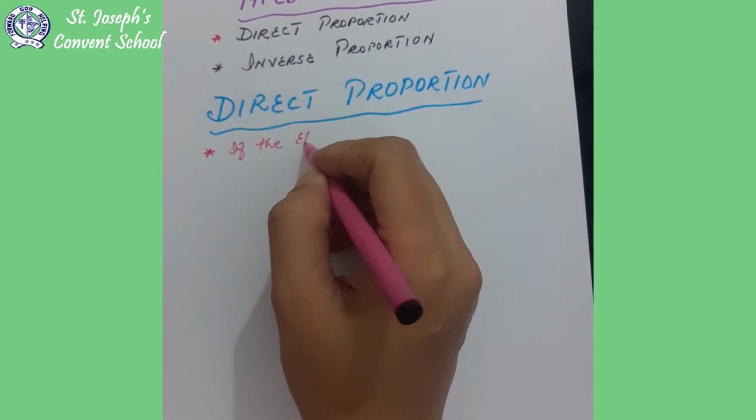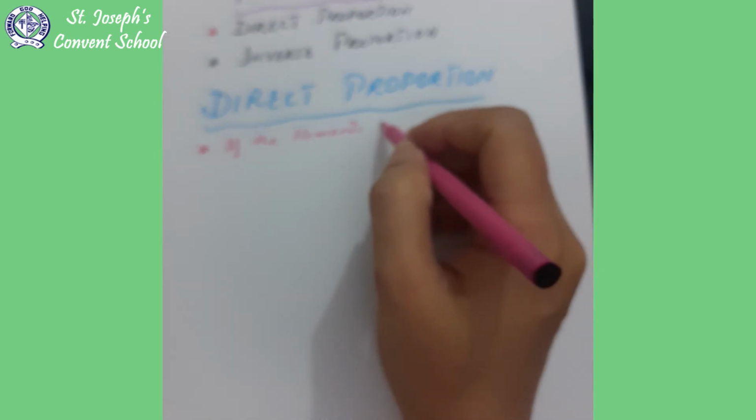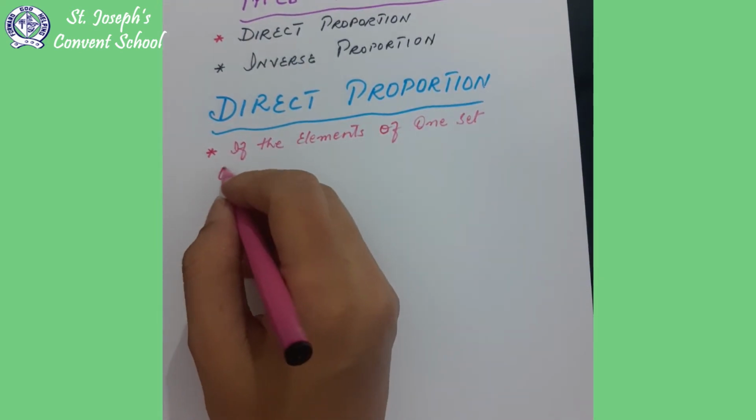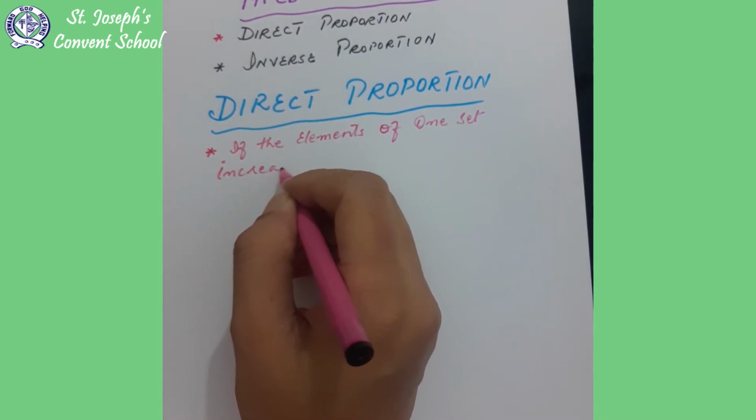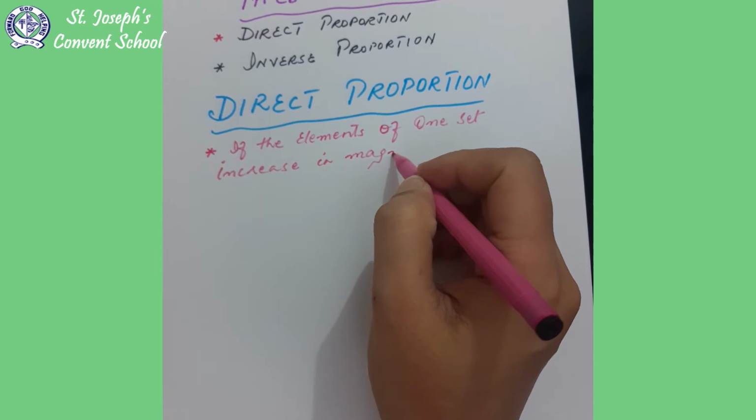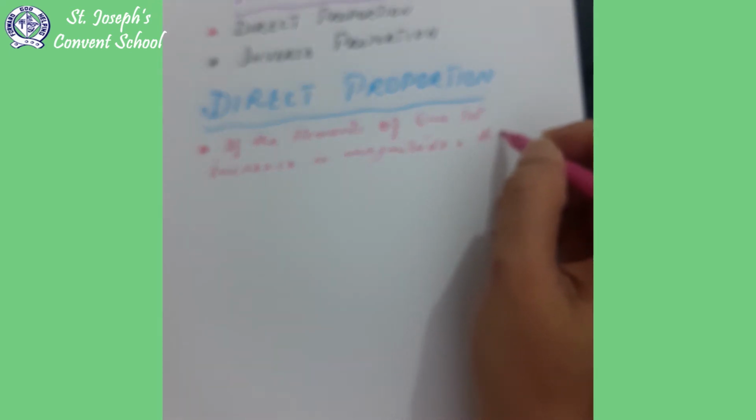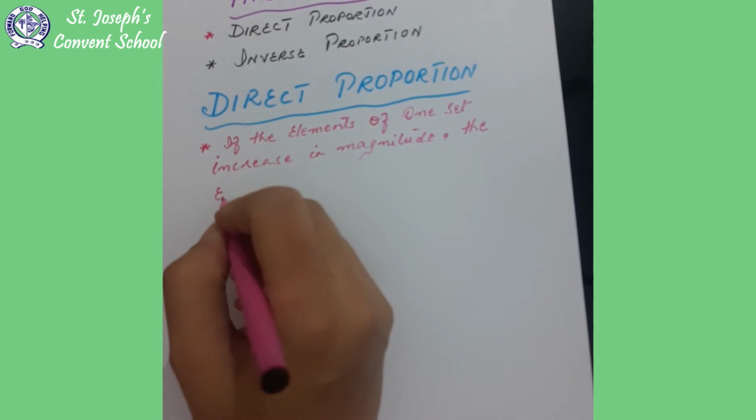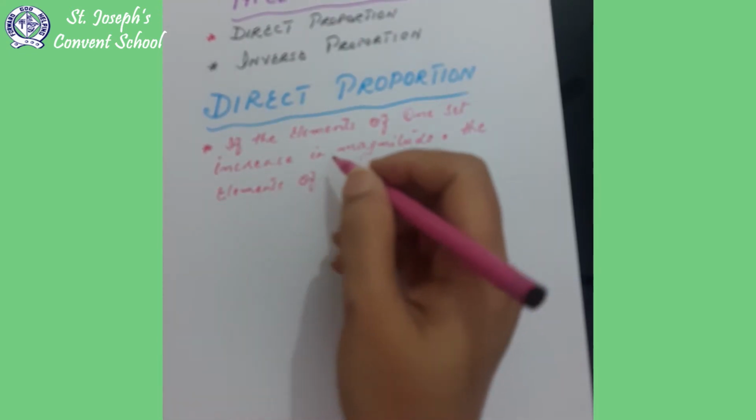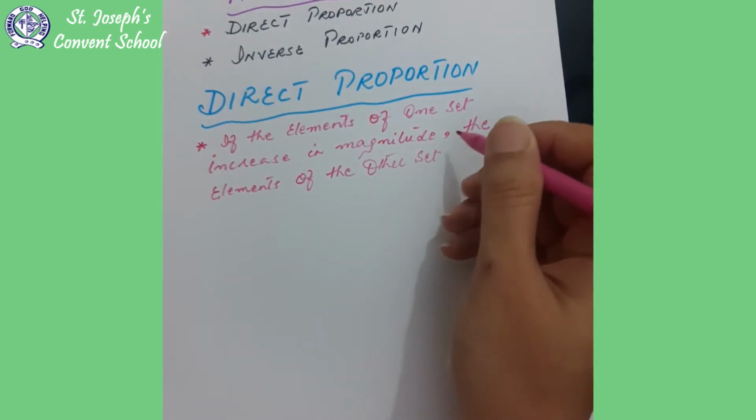If the elements of one set increase in magnitude, the elements of the other set will also increase, okay? So direct means that both sets will increase at the same time. Elements of the other set will also increase.